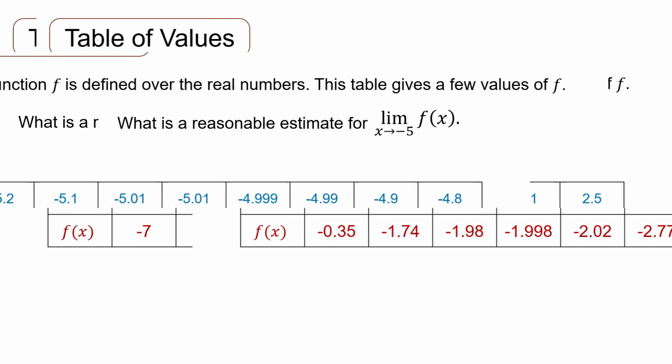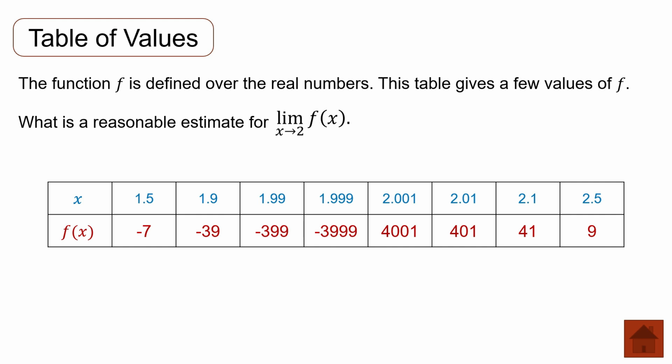Let's try another example given a table of values. Here we need to find the reasonable estimate of this function as x approaches positive 2. So I'll draw that vertical line in the middle. That's your positive 2. Look at the left hand limit. Oh, it's getting bigger. Look at that, negative 3,999. And it's negative, right? So I don't know, maybe it's approaching negative infinity.